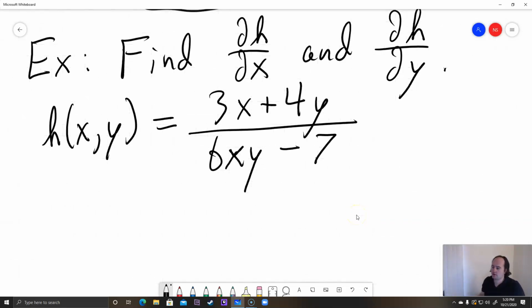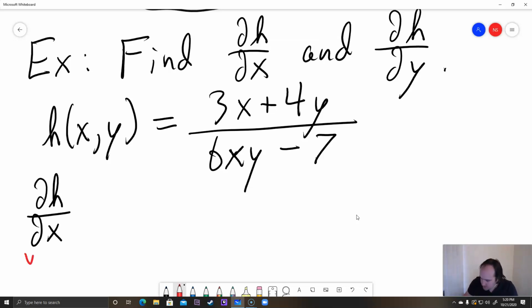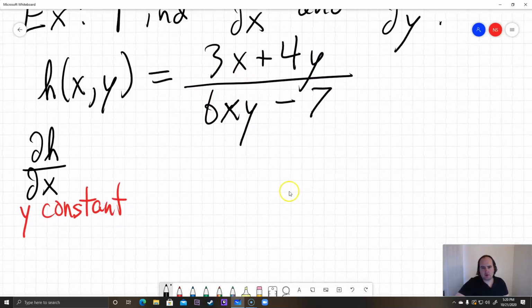So for the quotient rule, let's just start with partial h, partial x. So for partial h, partial x, we know that the other variable is constant, so that means y is constant. So every single y you see there is to be treated as a constant, but it still has an x on the top and an x on the bottom, so we're going to have to use the quotient rule.